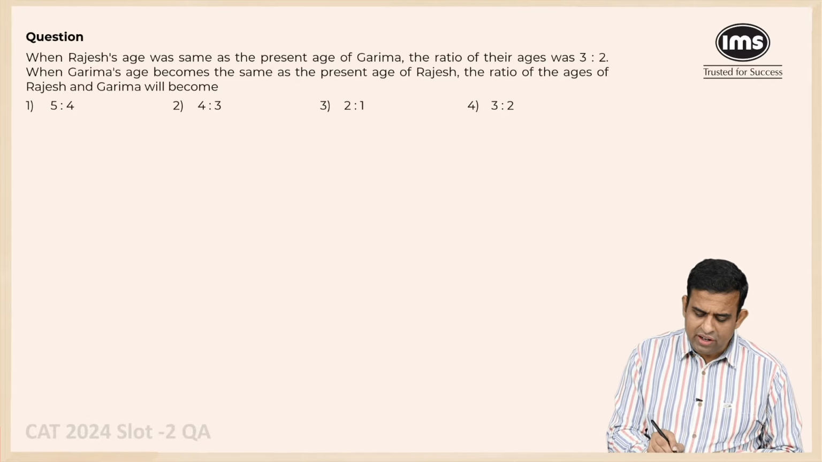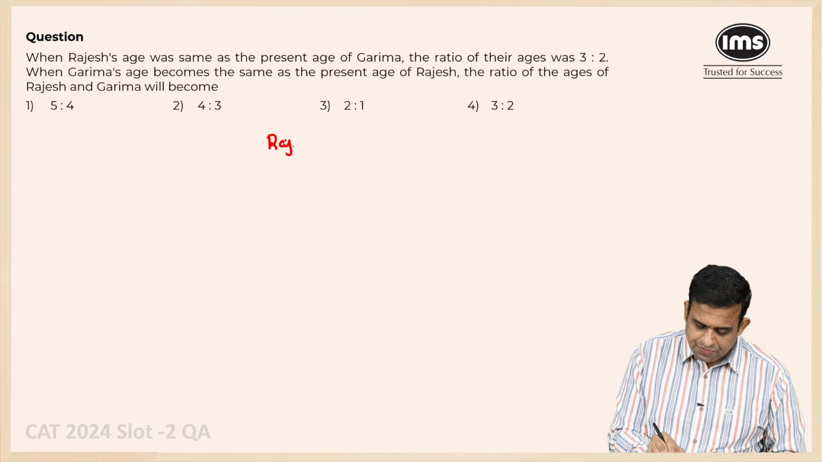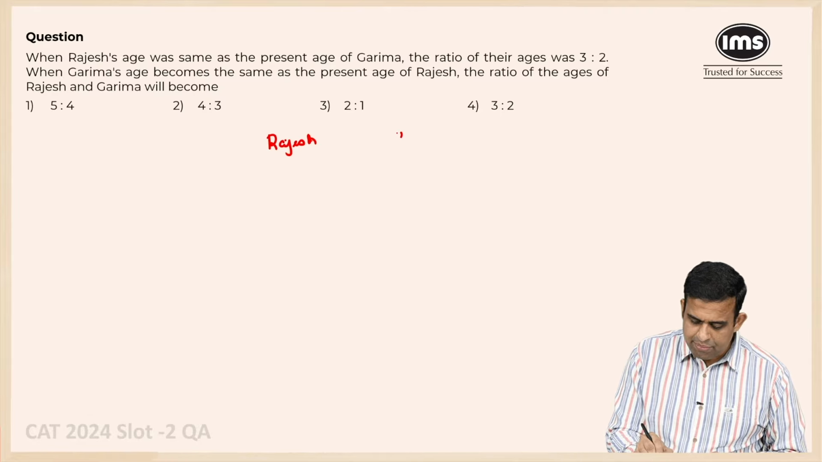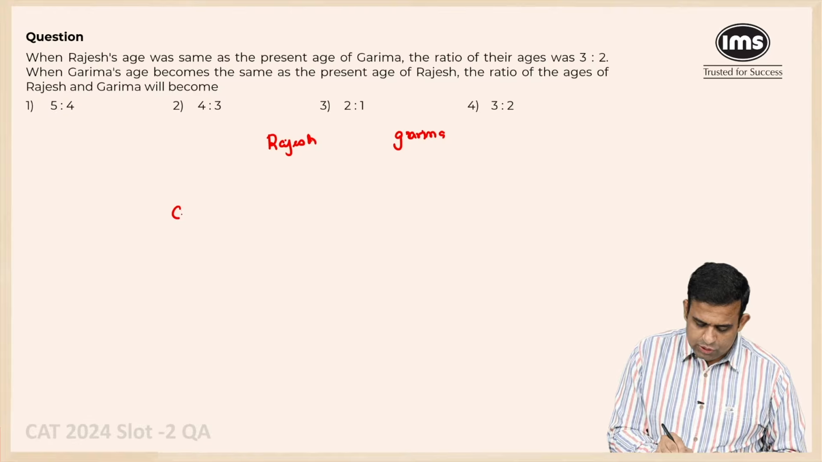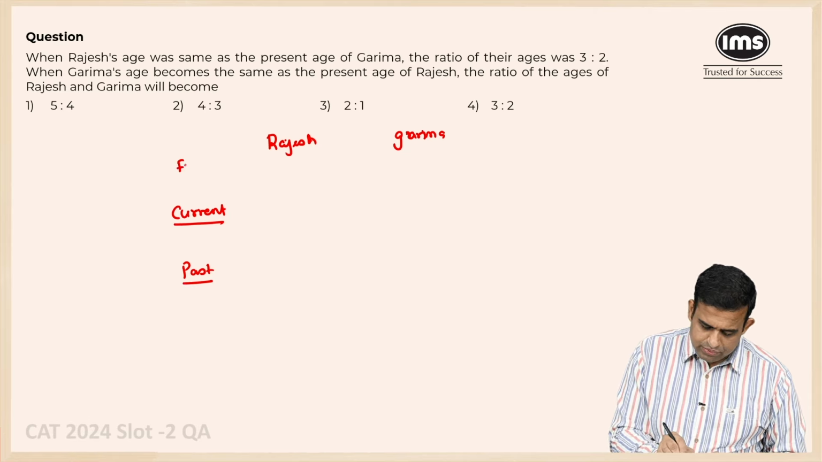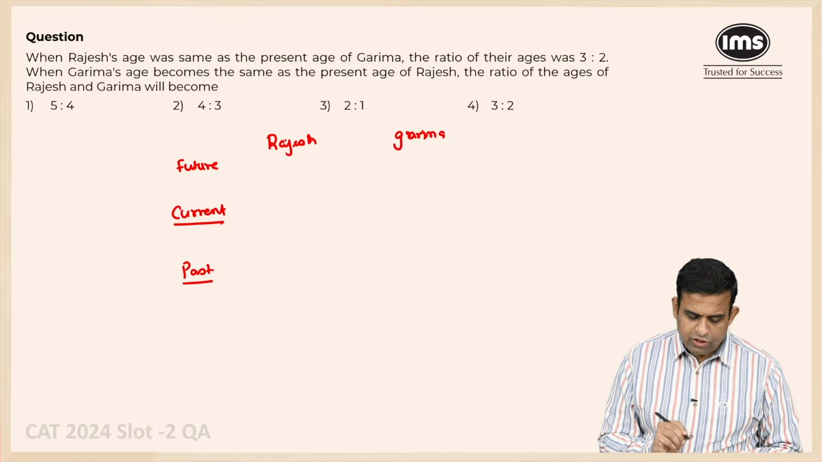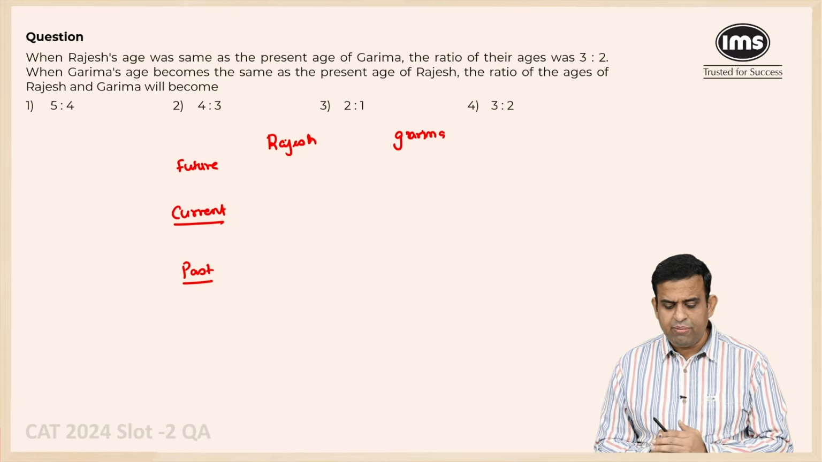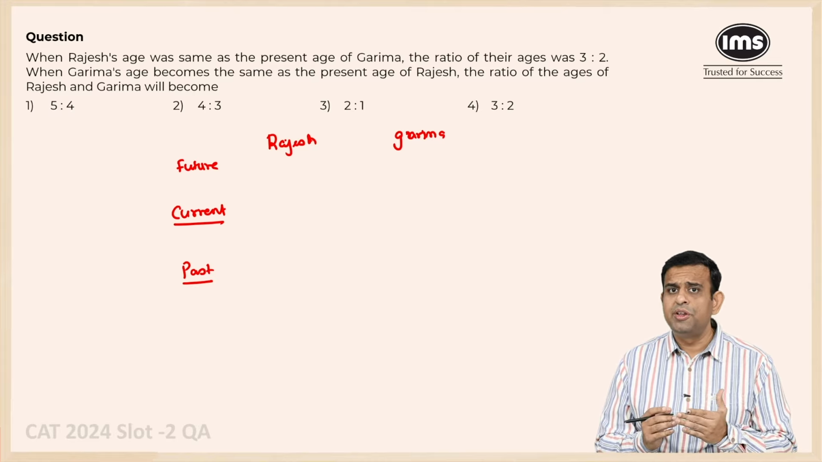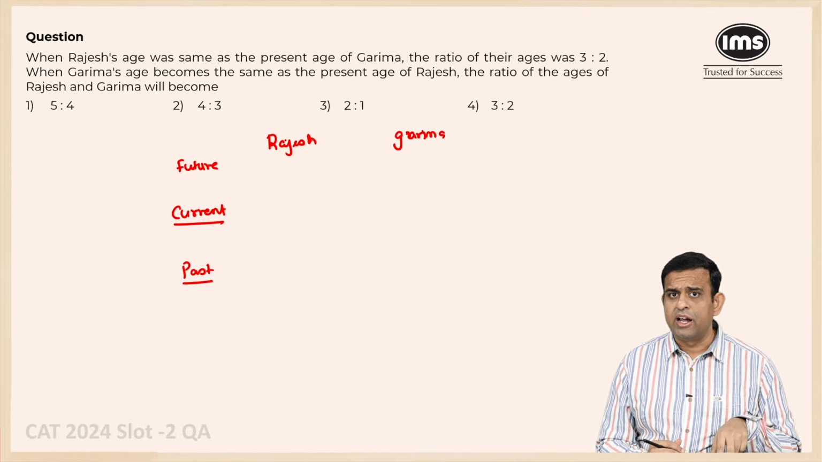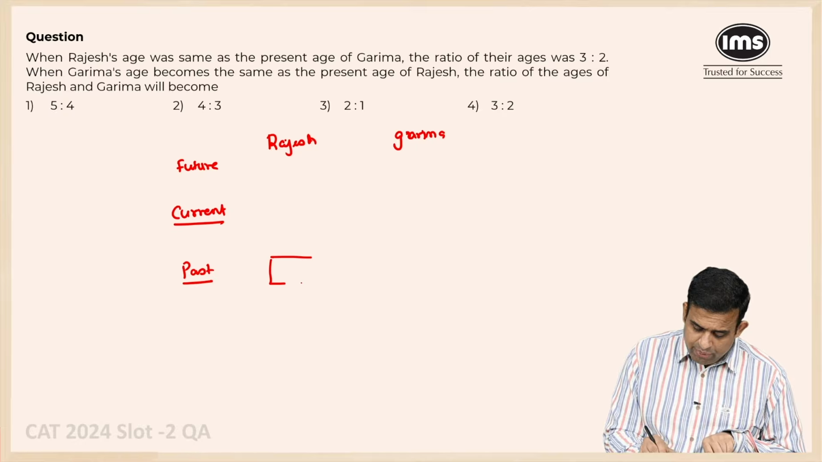So what I will do is I will write it down like Rajesh, Garima. So it's a simple sum, one can say, on ratios. So current age, the present age, past and future. So first of all, when Rajesh's age was the same as the present age of Garima, somewhere in the past, Rajesh's age was the same as Garima's. So these two ages basically were the same.